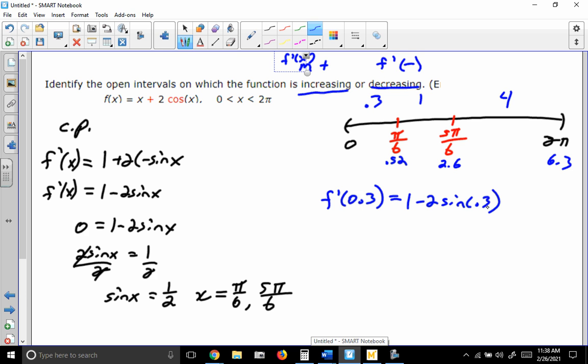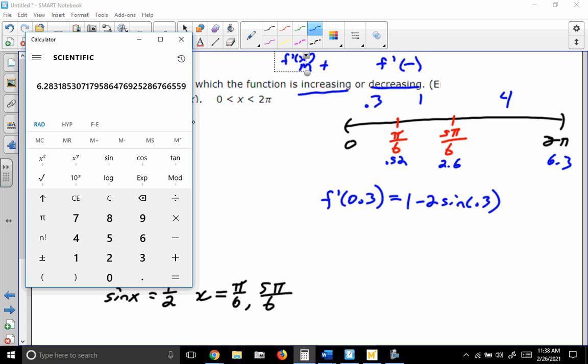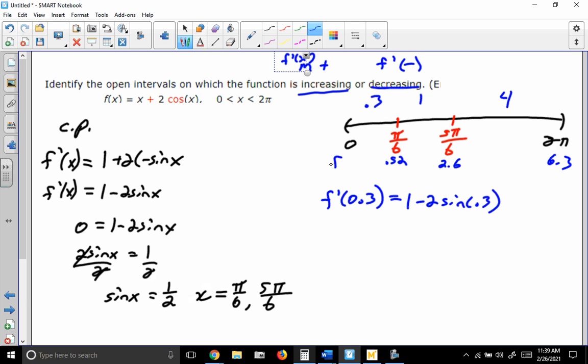That's not a degree angle, that's a radian angle, so we have to make sure our calculator is in radians. I actually made this video earlier and accidentally got rid of it, and I had my calculator in the wrong units. So radians, so we're going to take sine of 0.3. The coefficient of that is -2, and then we have a positive 1 out front. So when we do this calculation, we get a positive value for our slope. Our first derivative is positive, which means we're going up, so we're increasing in the first interval.